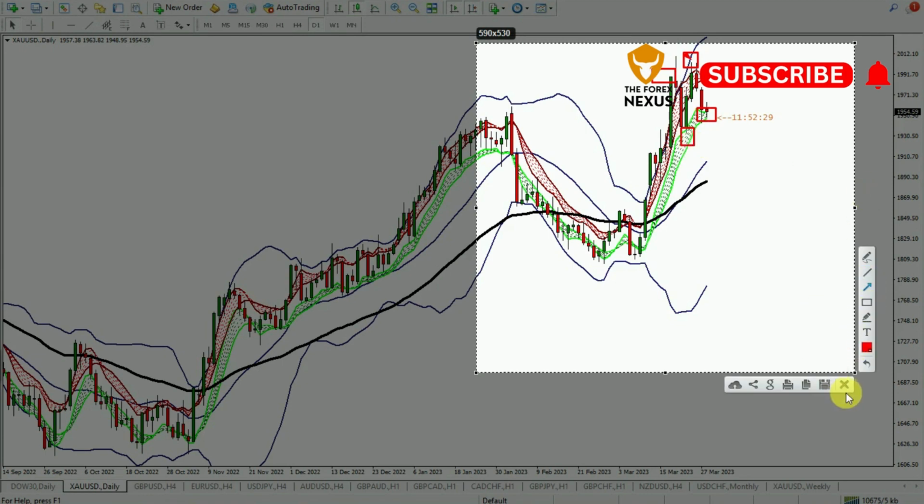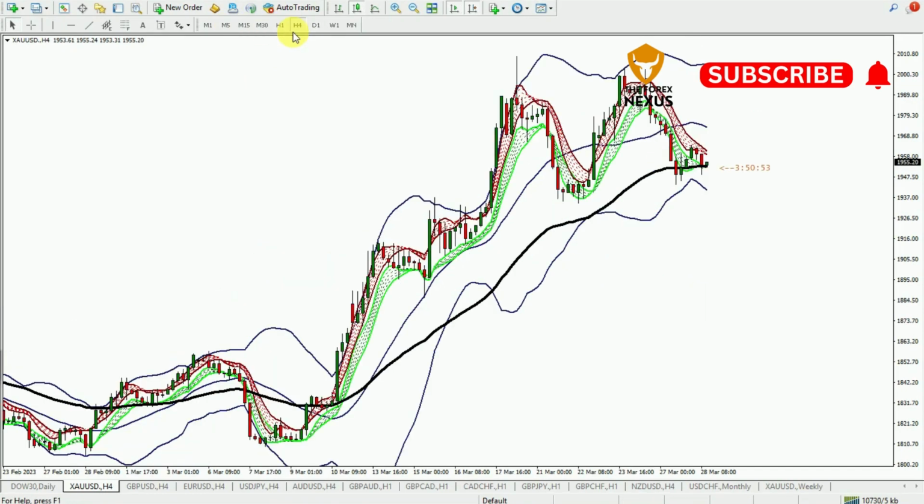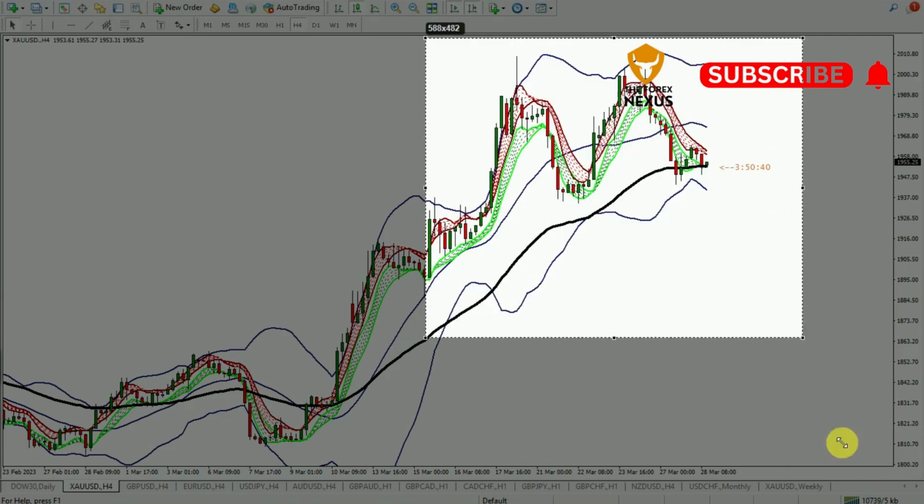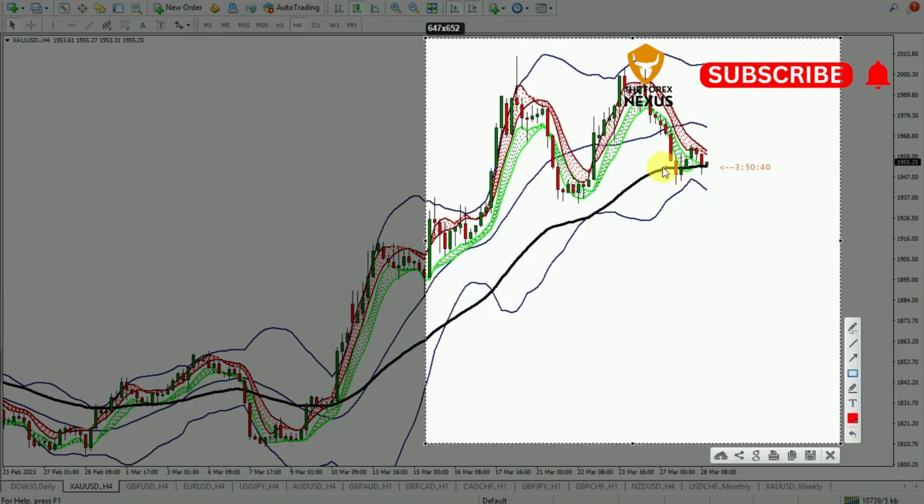Now let's move to the H4 time frame. On the H4 time frame you can see here we got the confirmation. The BBMA 50, but the Bollinger Band is a little bit tricky, but this is the second time frame.